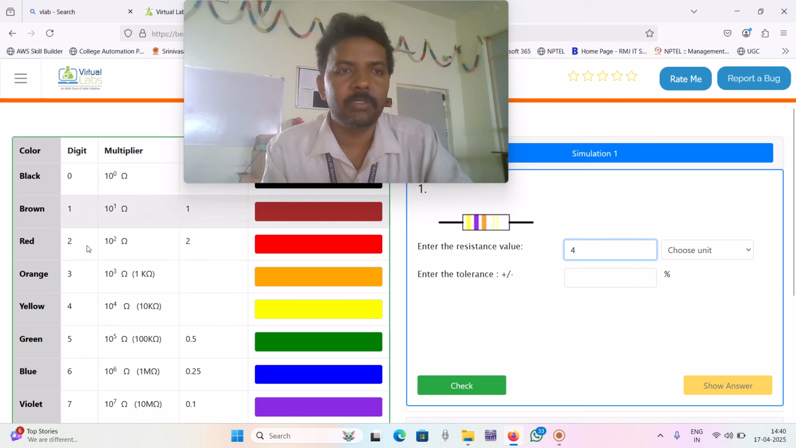Here also you can observe the digit numbers and the corresponding colors and their multiplier and tolerance values. The second one is violet. For violet, we can assign the digit 7. And for the next color, it is orange. For orange, it is 3. That means multiply by 10 to the power of 3.